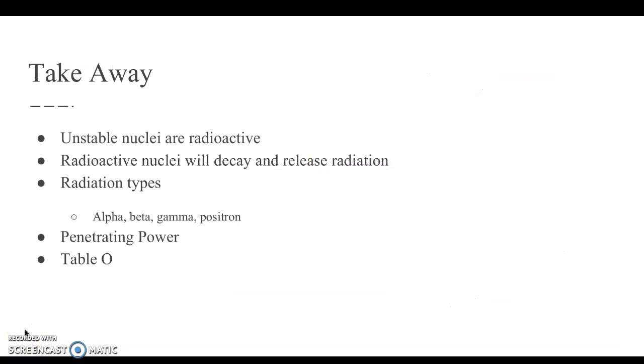So from today's lesson, here's what you should have taken away. Unstable nuclei are radioactive. Radioactive nuclei are going to decay and release radiation. There's really 3 types of radiation: alpha, beta, gamma. Positron is technically a subclass of beta radiation, but these 4 types are given to you in table O along with their symbols and their isotope notation. And then the one thing that you do need to memorize is the penetrating power of each type of radiation.